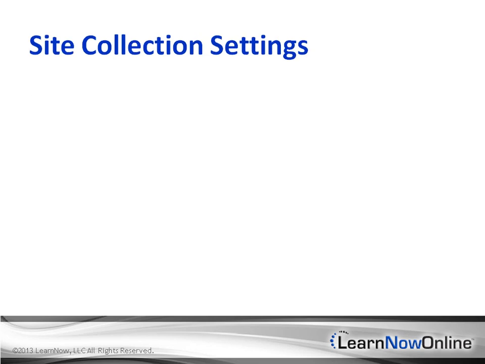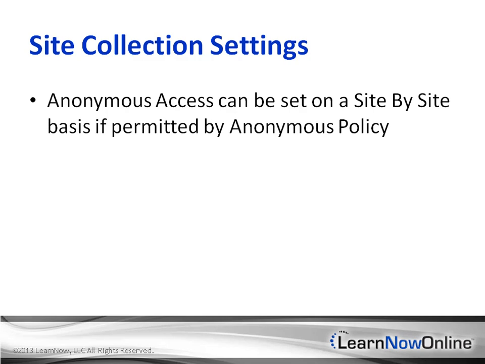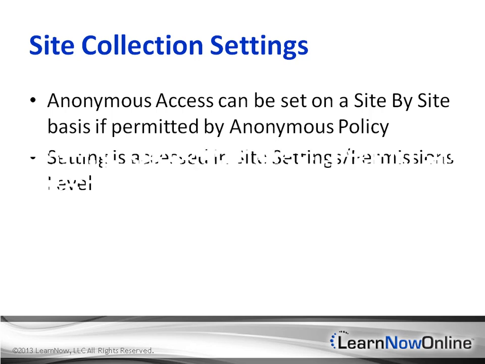Then we've got the site collection settings. The anonymous access can be set on a site-by-site basis if permitted by the anonymous policy. If the web application says, I'm delegating down to the site collection, then you can set the anonymous access at any particular point. This is very useful for having different levels of anonymous access. So if you want a landing page where anonymous users can see everything, but as you get deeper into the site they're blocked off or need to be authenticated, you can set those pieces up and get exactly the experience that you're looking for.